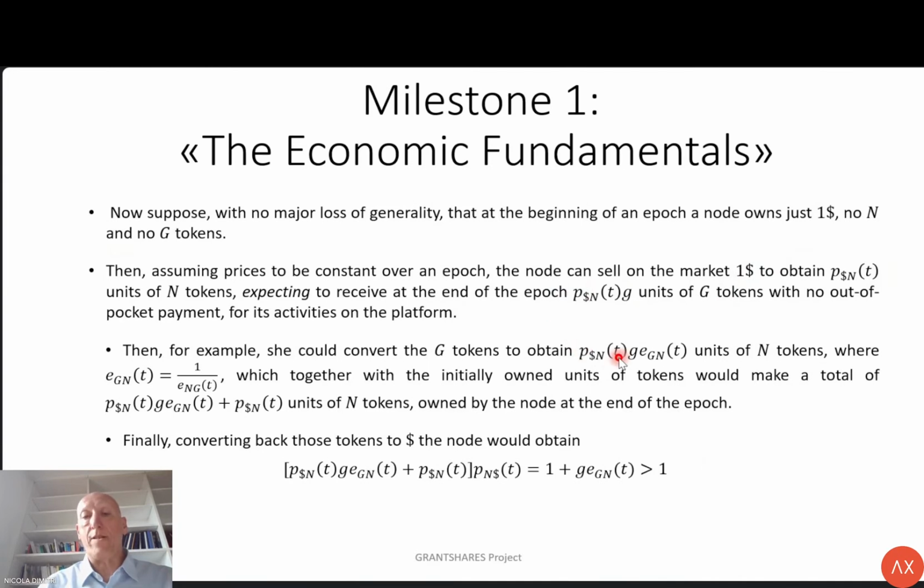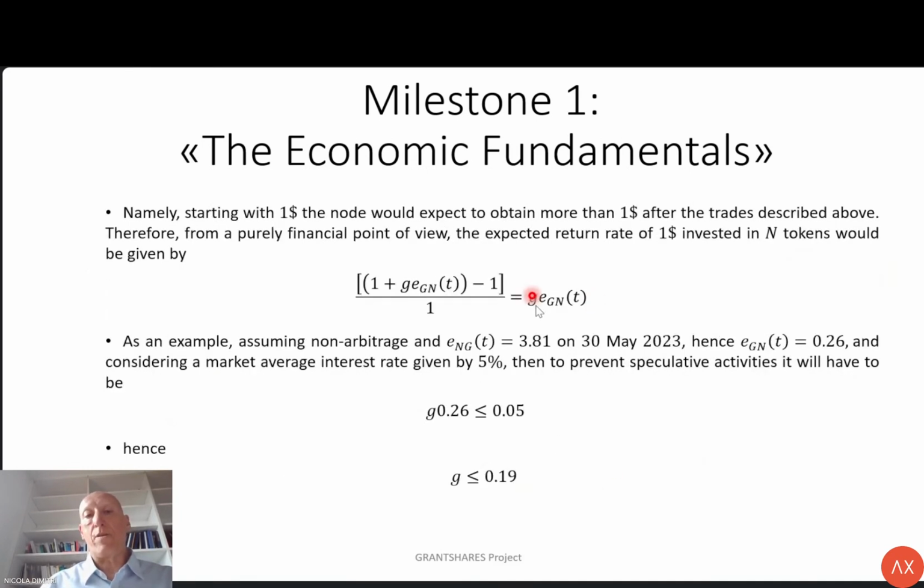Now, what you could do is, for instance, to convert back the gas tokens to NEO tokens, and you will get this many NEO tokens, which is nothing but the inverse of the exchange rate that I defined before. So basically, at the end of the story, you will have this many NEO tokens after having converted the G tokens. And then if you convert all these NEO tokens into dollars, you're going to get back 1 plus something dollars. So basically, you're going to get back more than you actually spent by doing all these trades. So this is the return rate from $1 invested in this kind of exchanging.